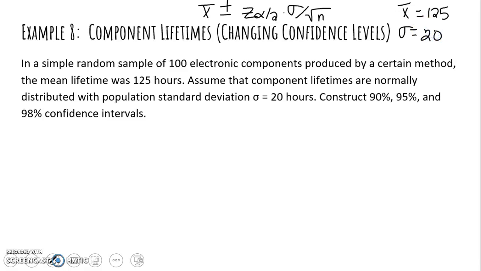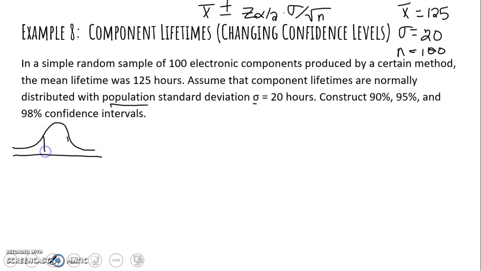Now notice they use the notation for population standard deviation. They also use the word population standard deviation, so we know it's a population standard deviation. It says it's normally distributed, and the sample size is big enough, so we're good there. So n equals 100. Now all of that is the same. What's going to change is your critical value based on your confidence level.